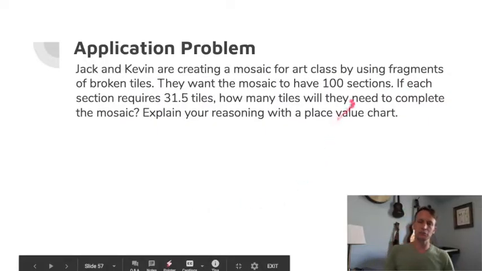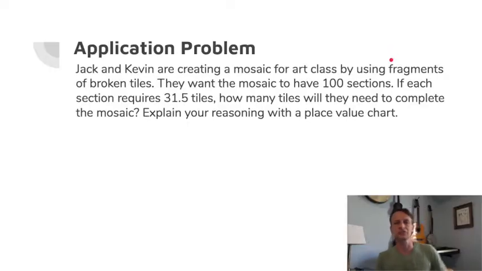Whoo! Jack and Kevin been busy. They're creating a mosaic for art class by using fragments of broken tiles. They want the mosaic to have 100 sections. If each section requires 31 5/10 tiles, how many tiles will they need to complete the mosaic? Explain your reasoning with the place value chart.